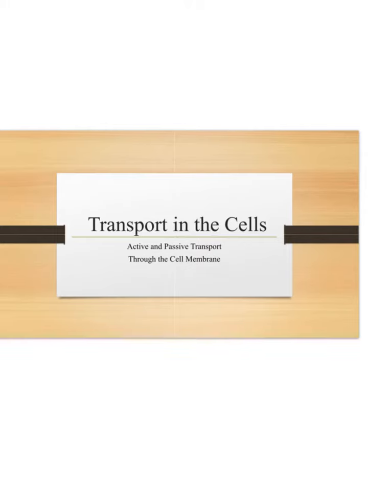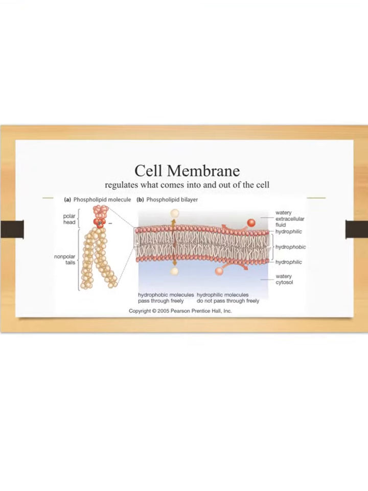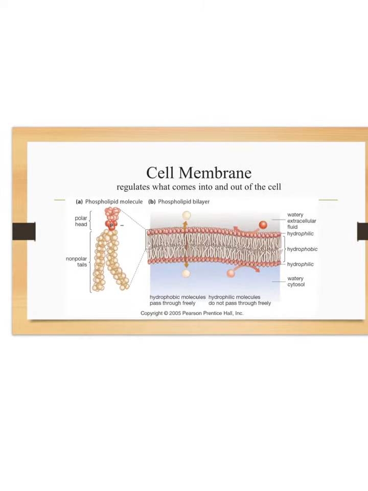Okay, let's talk about transport in cells. We're going to look at active and passive transport through the cell membrane, inside and outside the cell membrane. All right, the cell membrane is amazing. Basically, it's the regulator, right? Its job is to make sure the good stuff is coming in and the bad stuff is going out.